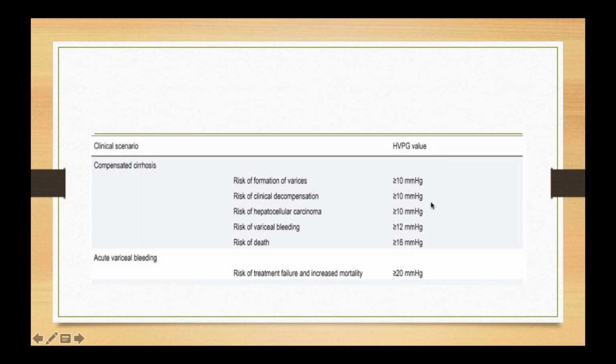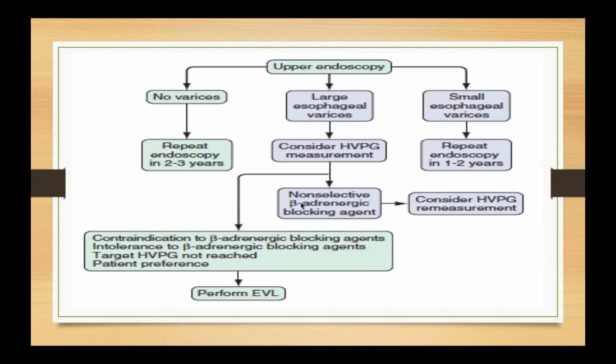So HVPG value, if more than 10, there is risk of formation of varices. More than 10 also means the patient can clinically decompensate, also means he can have ascites, or has risk of hepatocellular carcinoma. More than 12 means there is a risk of variceal bleeding. More than 16 means risk of death. More than 20, if the patient comes bleeding, the patient can have a treatment failure and increased mortality.